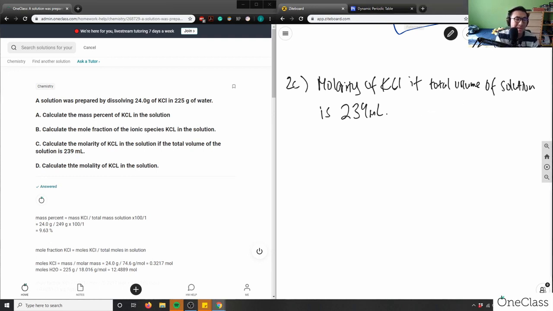So again, what is molarity in the first place? We know molarity is a measure of concentration, right? We learned about concentration in grade 11 chemistry here in the Ontario curriculum, right?